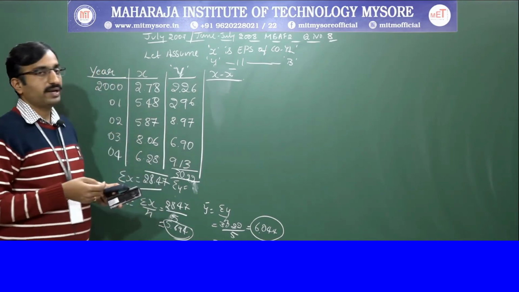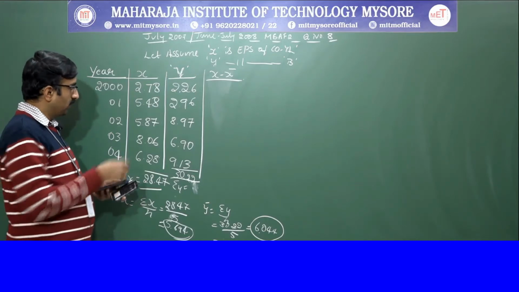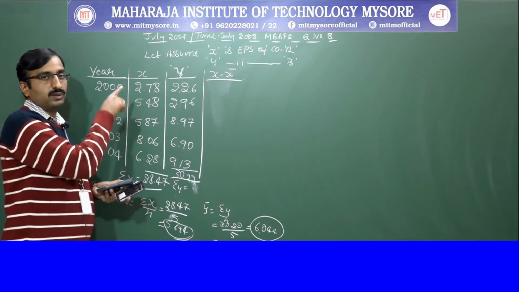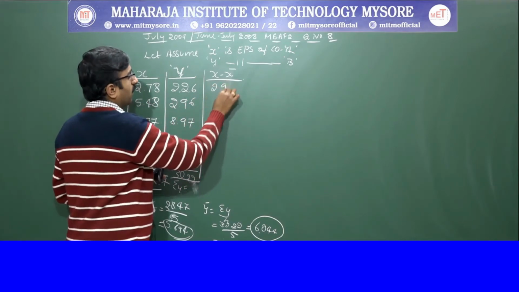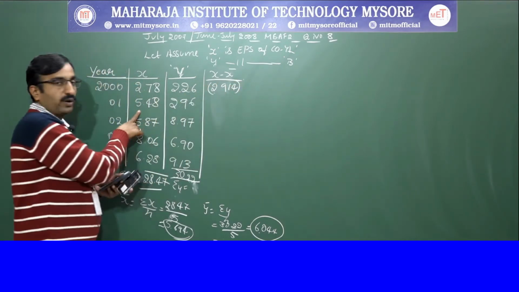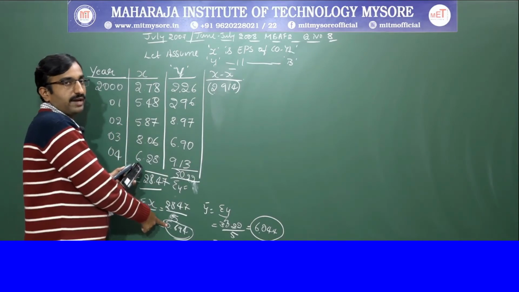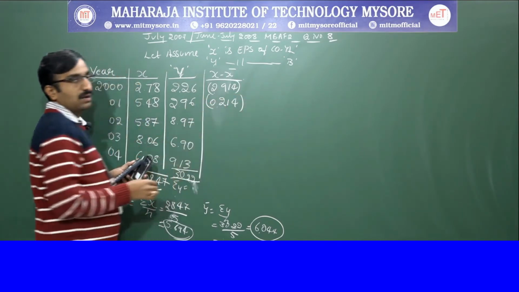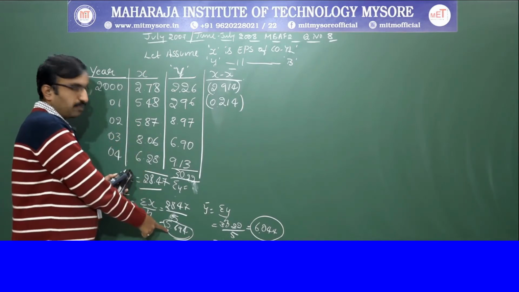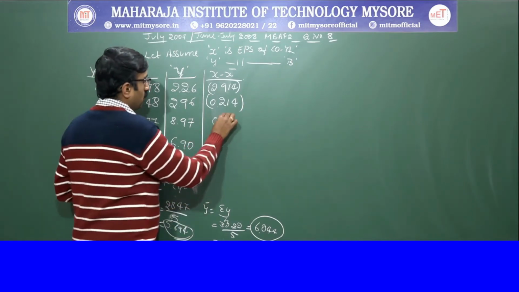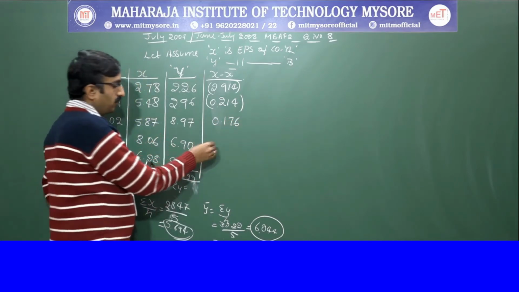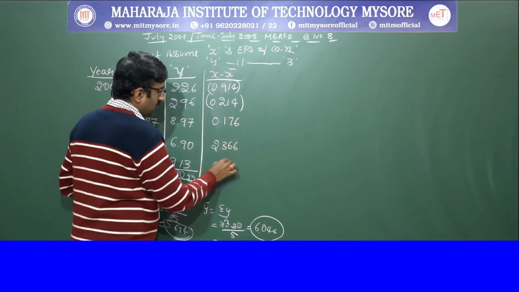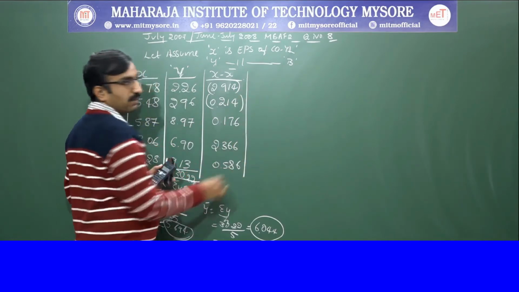So simultaneously you do x minus x bar. x is 2.78, x bar is 5.694. So do the minus of that, you will get 2.914. This is a minus value. Next, 5.48 minus 5.694, you will get 0.2114. Next, 5.87 minus 5.694, you will get 0.176. Subsequently, you will get 2.366 and 0.586. This is called x minus x bar.